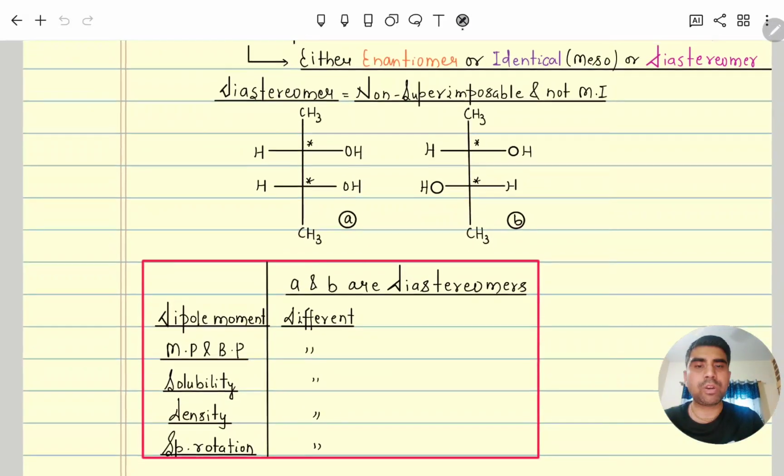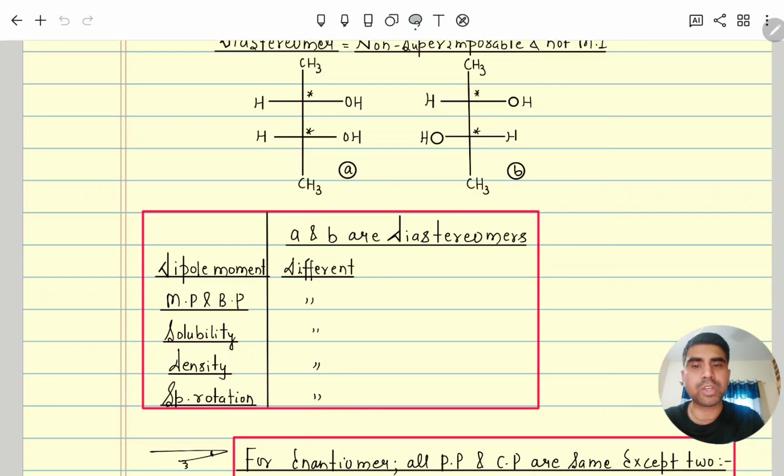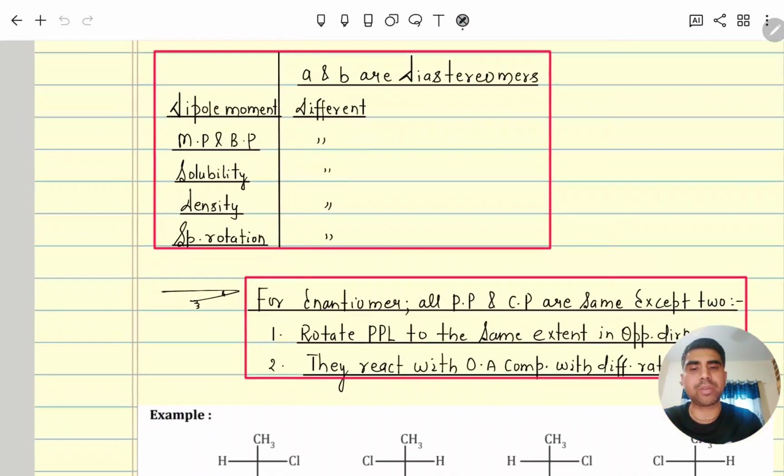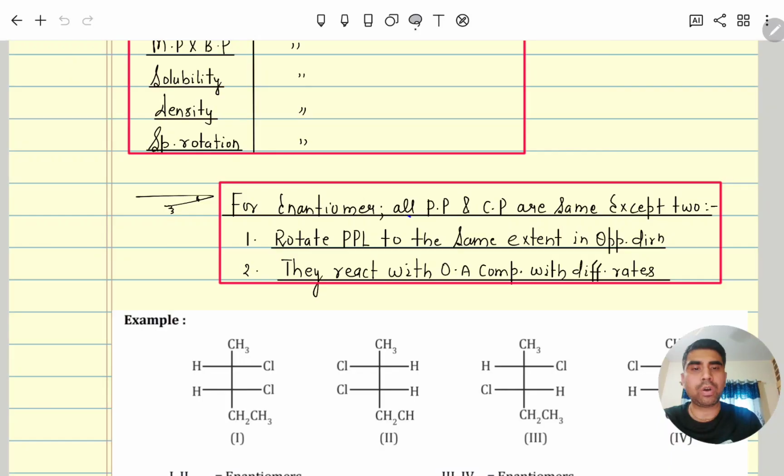Always remember, if a molecule has diastereomers, they are two different entities, so their dipole moment will be different, melting and boiling point will be different, solubility will be different, density will be different, and specific rotation alpha will also be different. But enantiomers are just mirror images of each other, so only their optical property is different; all the remaining physical properties will be the same. So for enantiomers, all physical and chemical properties are the same except two. They rotate plane polarized light to the same extent in opposite directions, and if their percentage in a mixture is the same, then the overall mixture will be optically inactive, otherwise not.